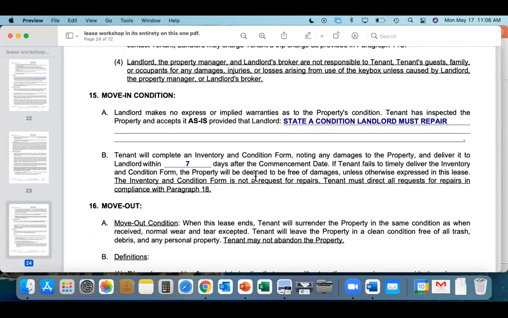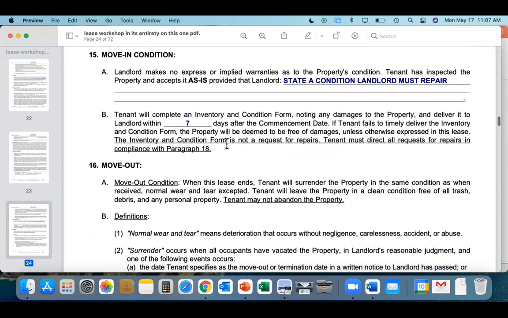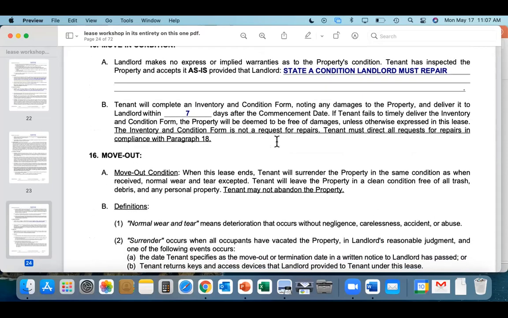Moving condition, this is an important paragraph. This kind of states the type of condition that they're going to be moving into, that's in good condition. And if there's something that they see right away that they need the landlord to repair, we're going to put it right in here. And this states in here that they have 7 days to do an inventory condition form and deliver it to the landlord. This is like your rent-a-car form.